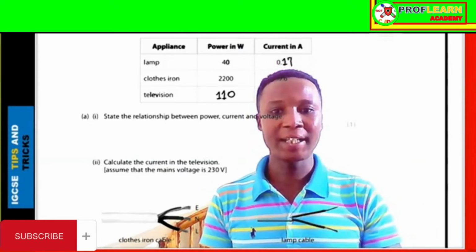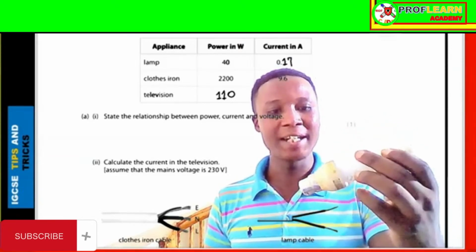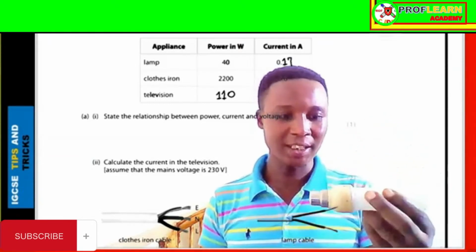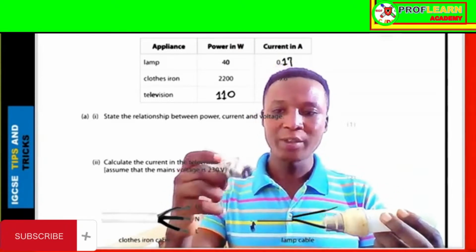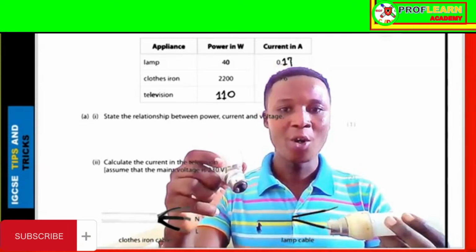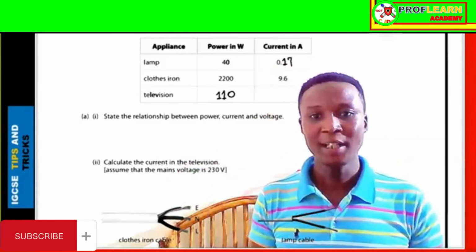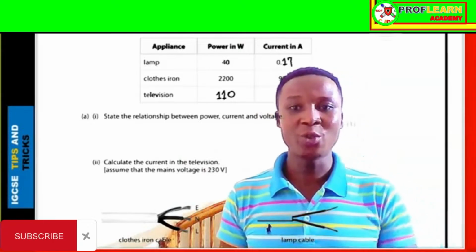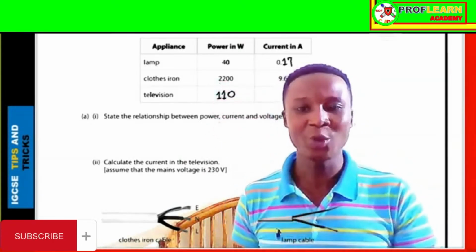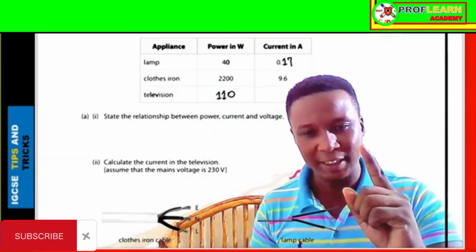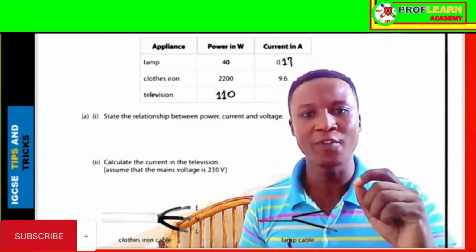I'm having another type of bulb here, an energy saver bulb, which is rated 18 watts. Now, compared to this one, this one takes more electrical energy every second. Similarly, when we are talking of a cloth iron, you can see the rating here is 2,200 watts. So it means in every 1 second, it's taking in 2,200 joules of electrical energy.